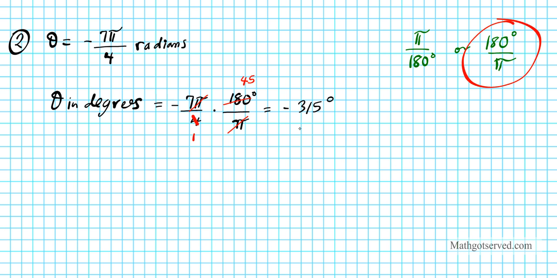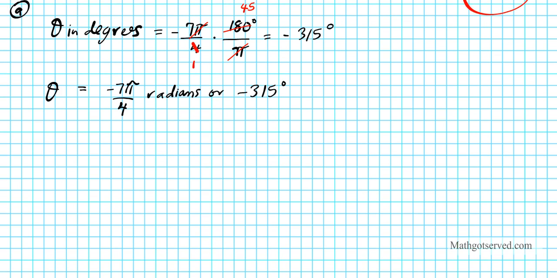All right, so there goes theta. So theta is negative 7 pi over 4 radians, or negative 315 degrees. All right, so we're done with the A part. Now the B part, we have to graph this negative angle.